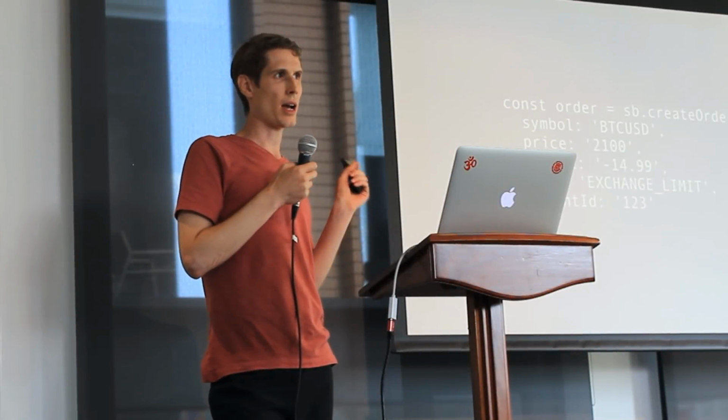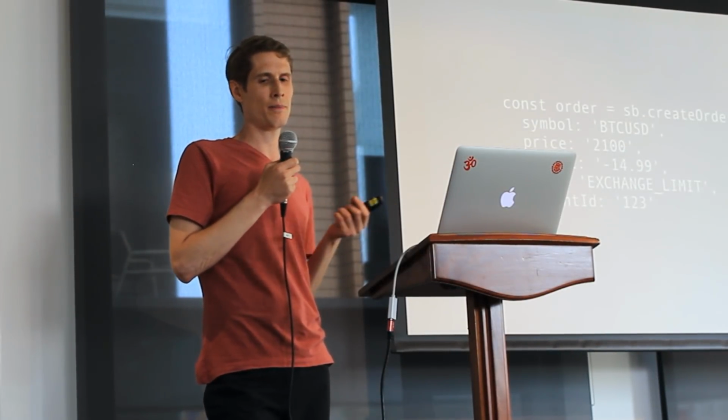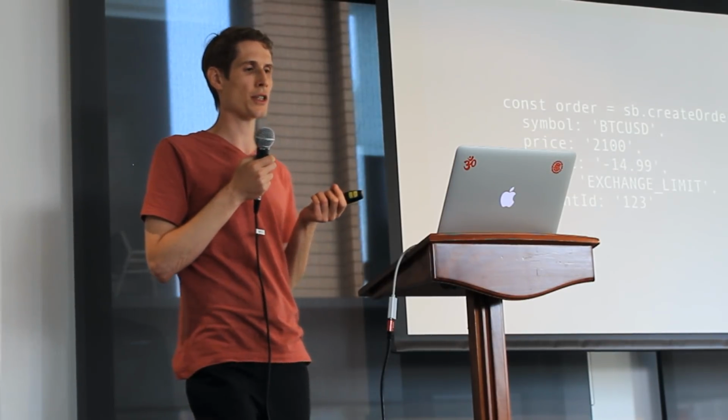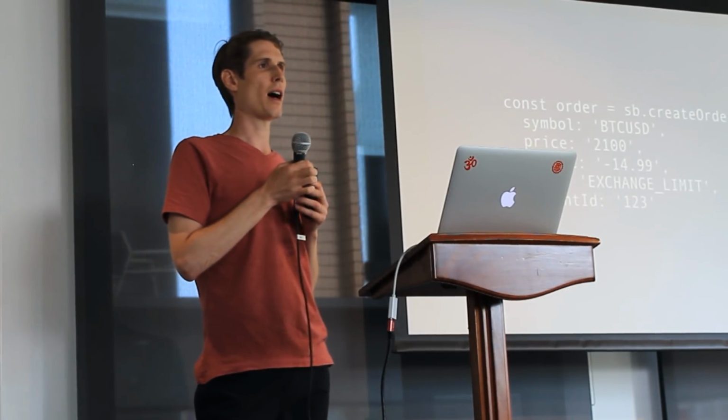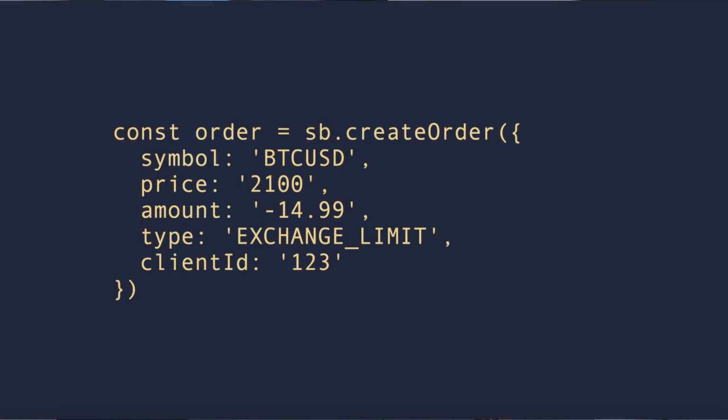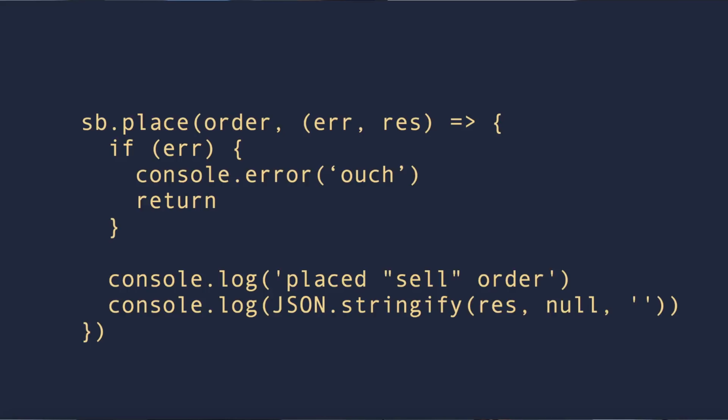So I want to walk you through an example of how to use SunBeam by creating an order and then submitting it. Are you familiar with the Bitfinex API? Who has used the Bitfinex WebSocket API? Oh yeah, well. So this should be familiar to you if you use the Node.js WebSocket client. We are creating an exchange limit order, sending, and then we have an order object, and we can pass it to SunBeam, to the place method, and it will send it for us to the contract.